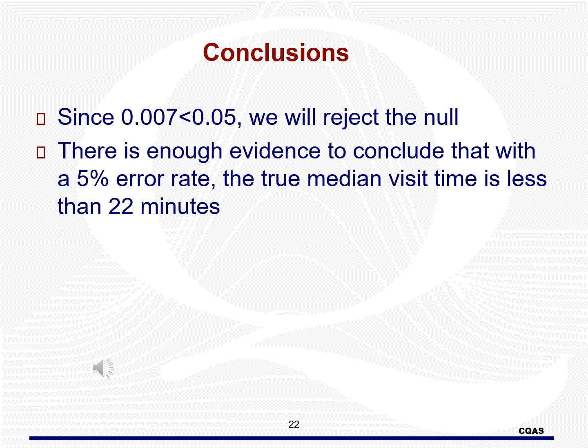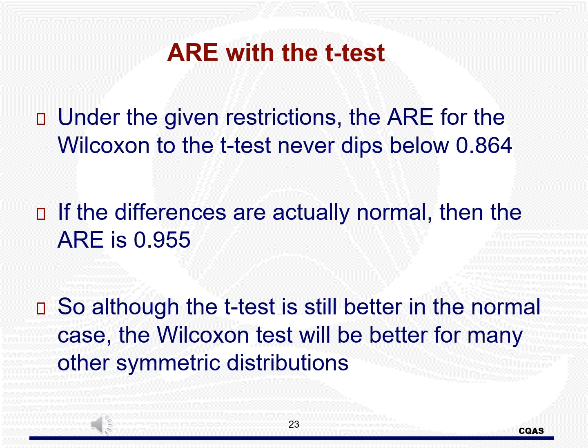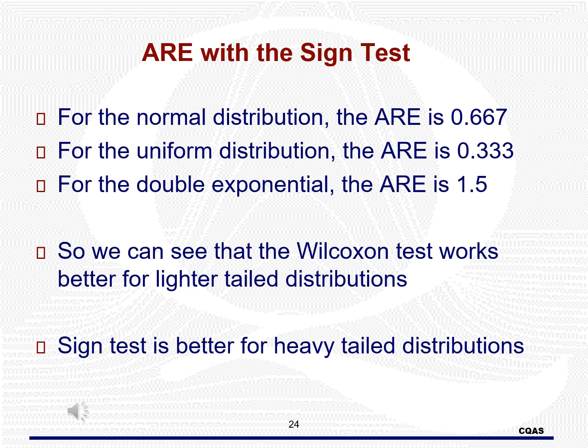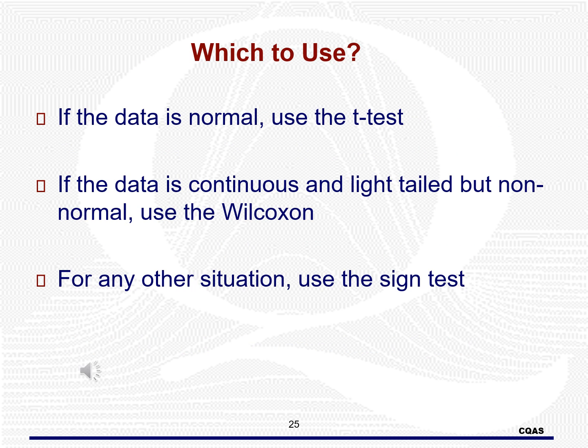The Wilcoxon test has more power than the t-test when the data is symmetric, but not necessarily normal. The Wilcoxon test is more powerful than the sign test when the data comes from a symmetric light-tailed distribution. Otherwise, we should choose the sign test. So what should you do in general? 1. If the data is normal, use the t-test. 2. If the data is continuous and light-tailed but non-normal, use the Wilcoxon. 3. For any other situation, use the sign test.